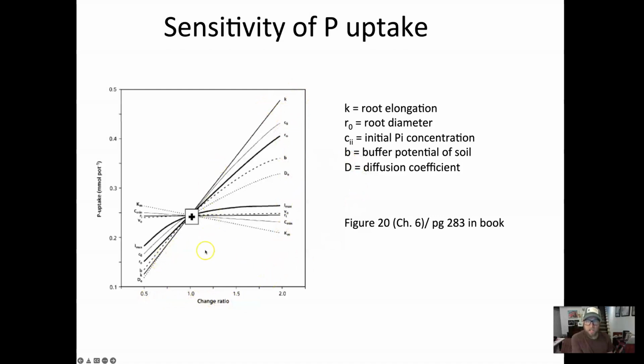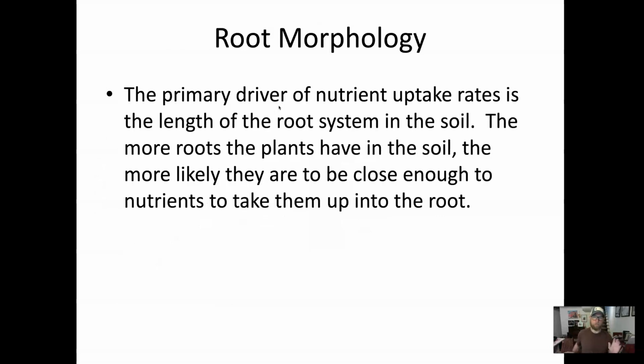So the steeper this line, the more sensitive the model is to that particular variable. And what you notice is the most sensitive parameter from the plant's perspective is root elongation. So the more roots you put in the soil, the more they can elongate and explore the soil, the faster your uptake rate of phosphorus. And this is true of other nutrients as well. So the primary driver of nutrient uptake rates is the length of the root system in the soil.